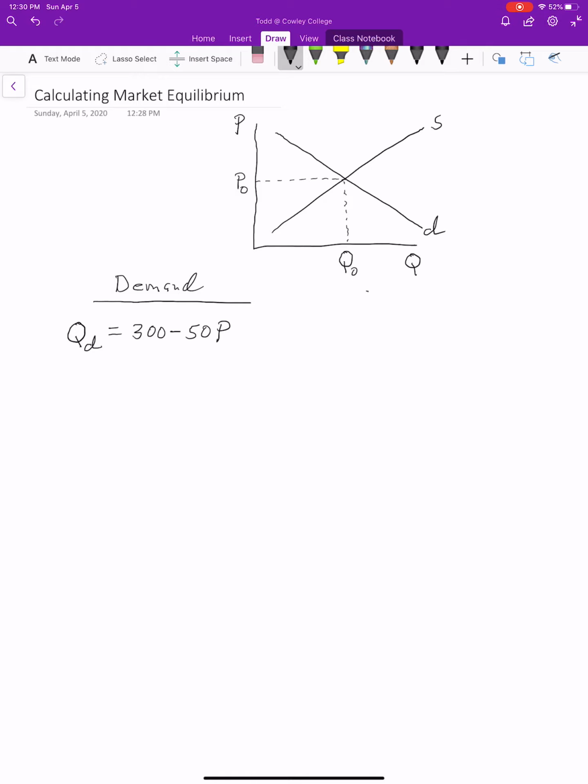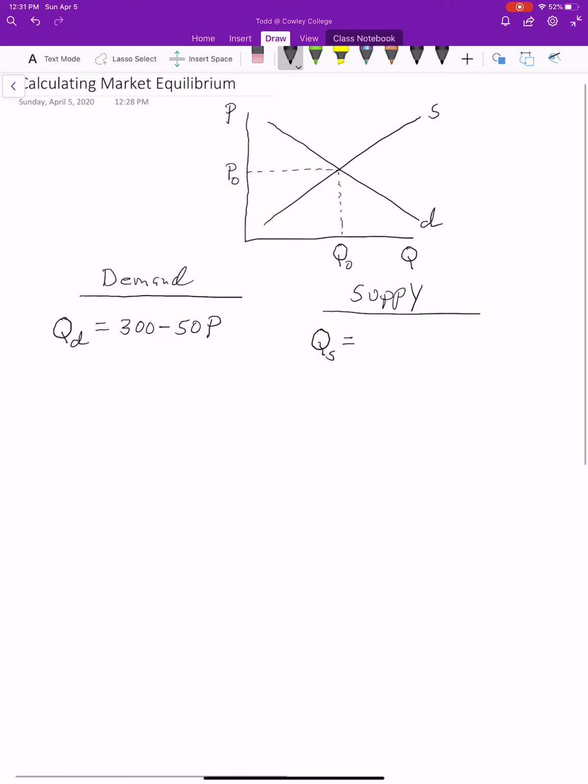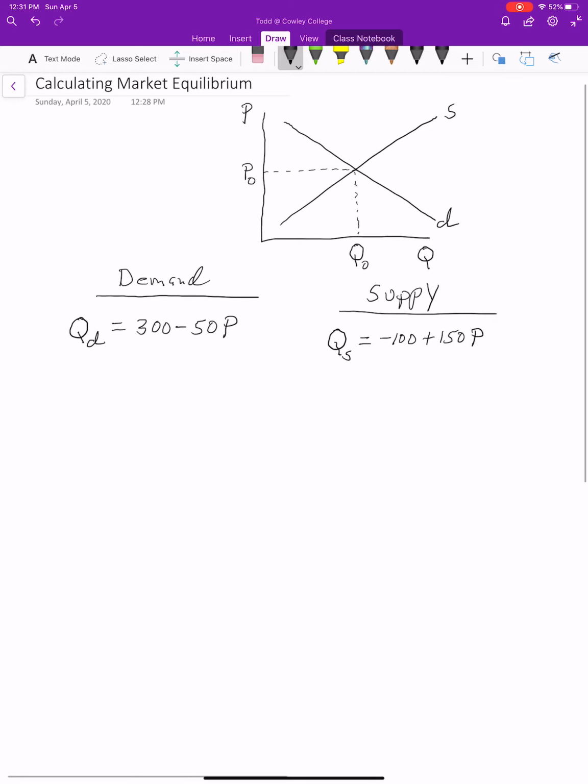We can do exactly the same thing with the supply curve. We can gather data on price and quantity supplied, plug that into our computer, and it will spit out an equation of the quantity supplied is equal to, let's say, negative 100 plus 150p. All right, so we are going to assume that those equations will always be given to you.